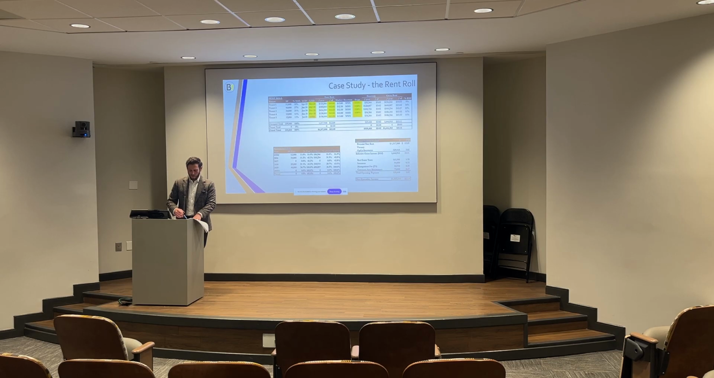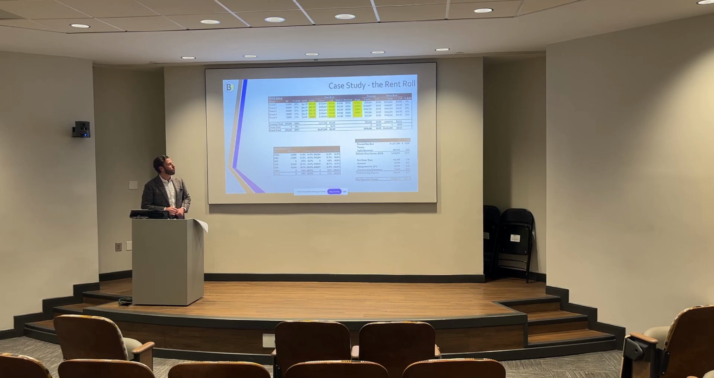We want to think about who is in the building, what are they paying for rent, and how are these leases structured. We've got 5 different tenants ranging from 11,000 to 40,000 square feet. They're paying different rents on a per square foot basis, and they have different lease expirations. There's a lot on here, but this is how we think about the character and nature of a real estate investment.